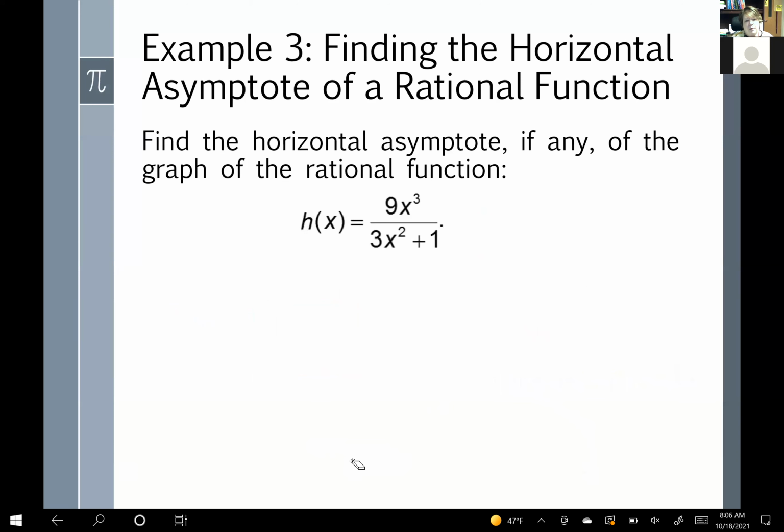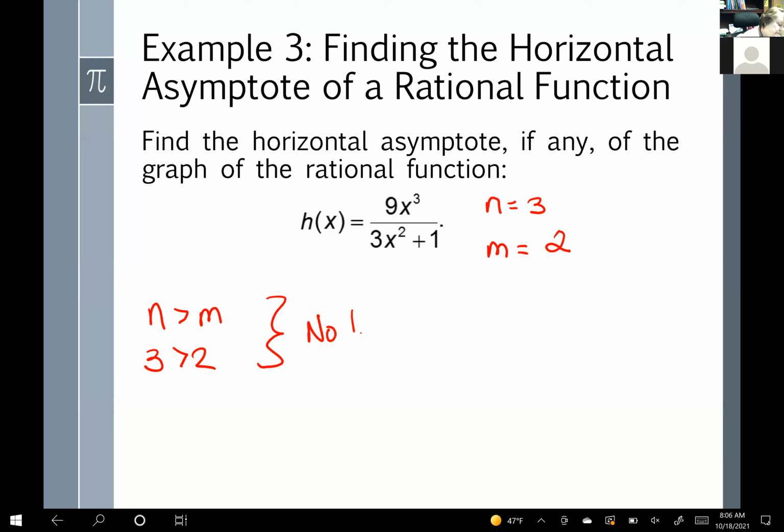And then how about this one? Well, if we look at the polynomial in the numerator, it's 9x to the third, so its degree is 3. If we look at the polynomial in the denominator, its degree is 2. If the numerator's degree is greater than the denominator's degree, which it is, there is no horizontal asymptote.